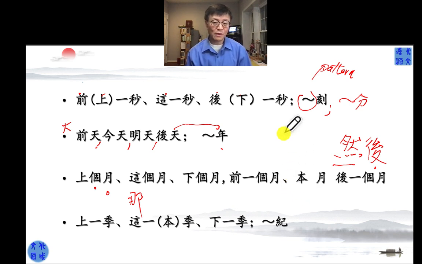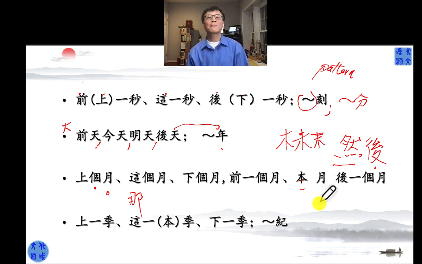Remember we learned this character together? 木, 未, 本. If you forget, draw a tree. Focus on this. It's not happening, it's just coming. This is the end. This is the fundamental. If you add here, it's fundamental. 本, 本月, that means this month. 后月.